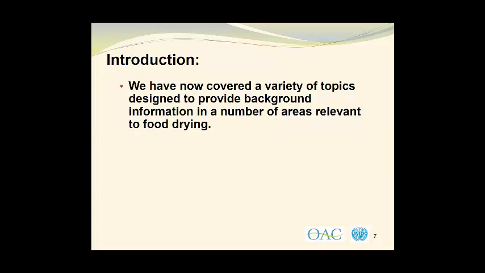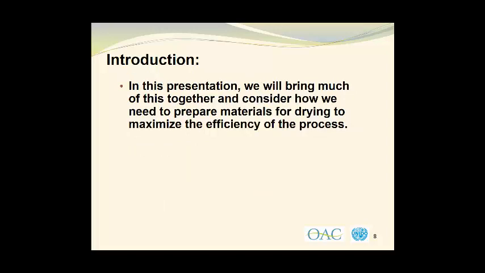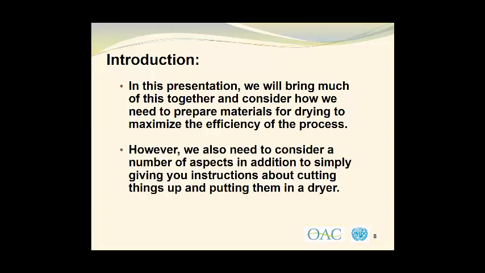We have now covered a variety of topics designed to provide background information in a number of areas relevant to food drying. We've looked at the reasons for drying, as well as the methods of drying, and then the drying mechanisms. We've moved on and examined the factors that influence drying and looked at safety and quality, which we followed up with a discussion of basic sanitation techniques. In this presentation, we will bring much of this together and consider how we need to prepare materials for drying to maximize the efficiency of the process.